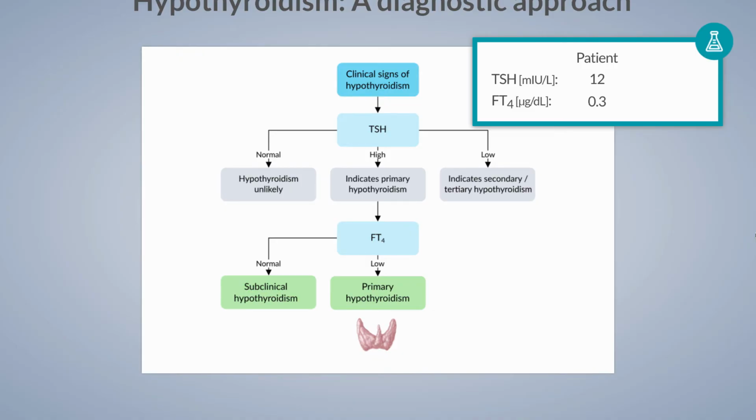Let's go back to the interpretation of TSH values in the first level of the flowchart. A low TSH level together with a low FT4 would suggest secondary or tertiary hypothyroidism. Secondary hypothyroidism is due to the failure of the pituitary gland to secrete TSH, whereas tertiary hypothyroidism is caused by the failure of the hypothalamus to release TRH, a thyrotropin-releasing hormone.